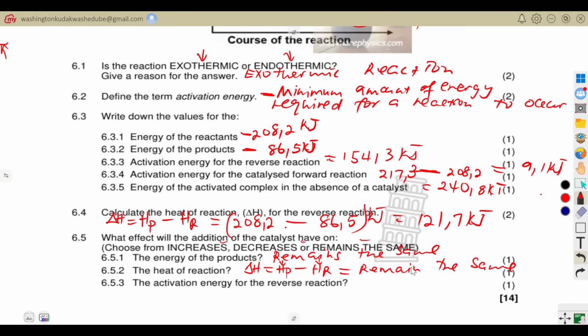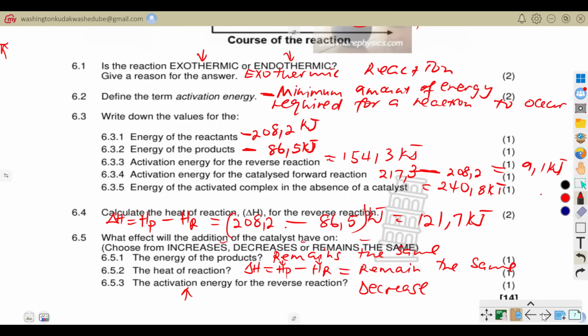What is only affected by a catalyst is the activation energy. Now here they're saying the activation energy for the reverse reaction. Yes, if the catalyst is for the reverse reaction, this will actually decrease. So the only thing that is affected by a catalyst is the activation energy. So these were the answers for question number 6.